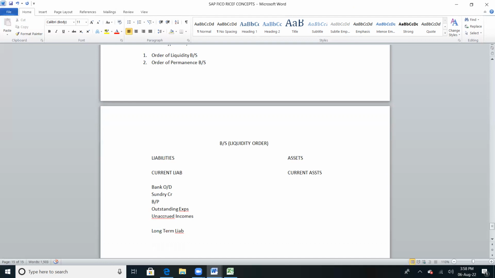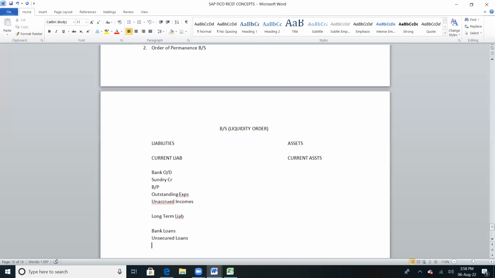What are long-term liabilities? For example, bank loans and unsecured loans. Okay, these are the long-term liabilities. Next one, fixed liabilities.